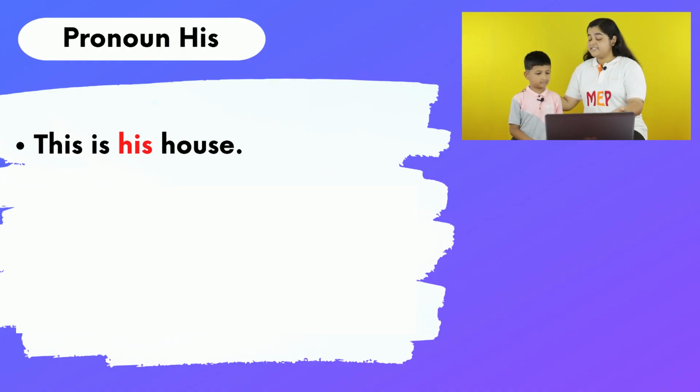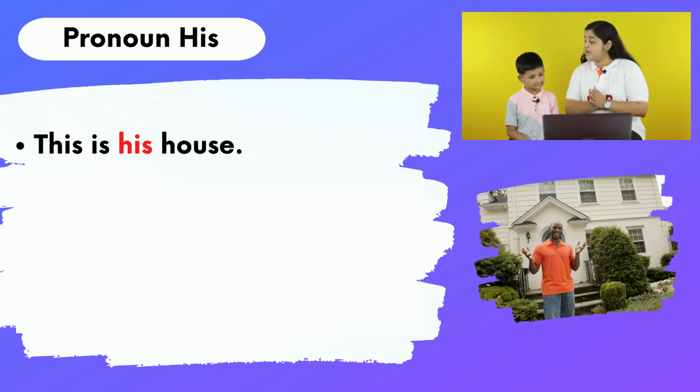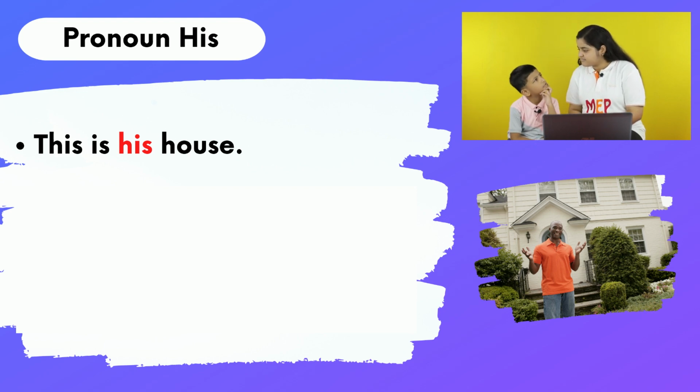So Rudy, let's take our first example of pronoun his. This is his house. So why have we used the pronoun his in this sentence? Because it shows the possession of the third person singular and masculine. Do you know what a possession is? Please explain. Possession means something belongs to someone. As in this sentence, the pronoun his denotes that the house belongs to the third person masculine.